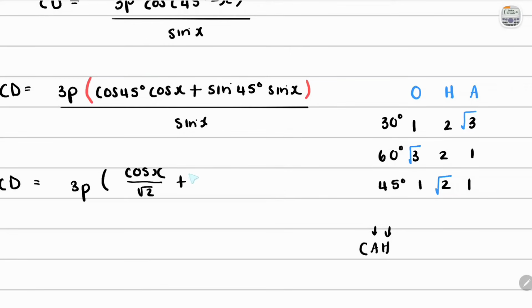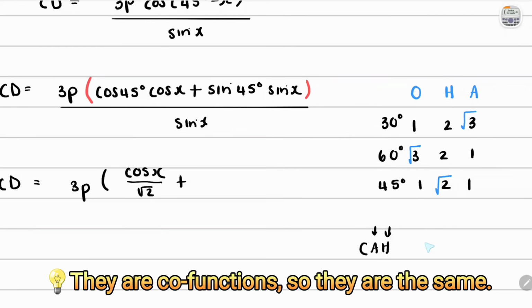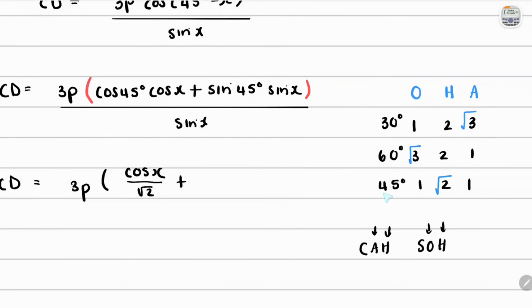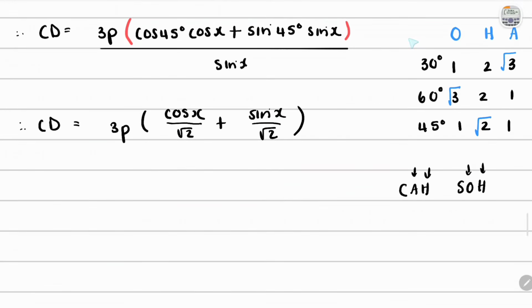Then we'll say plus, and then sine 45 degrees. Sine is opposite over hypotenuse. So go to the 45 degree row, and we say the opposite is 1 over the hypotenuse of square root 2. Same situation. 1 over root 2 is multiplying by sine x. So that just gives you sine x over root 2. And we can see their denominators are the same. So this still goes over sine x.